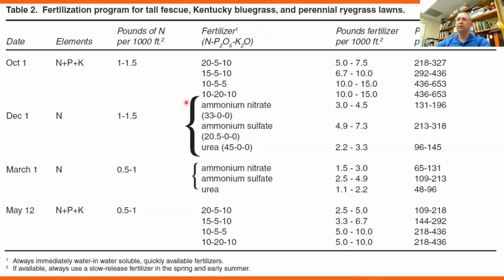So again, same type of nutrients here. We're just using those October, December, March, May. So here, March, we're going to use nitrogen. We're going to get a nice green up. It's going to look nice dark green, ammonium nitrate, ammonium sulfate. Ammonium sulfate is probably still a good idea for those cool season yards.